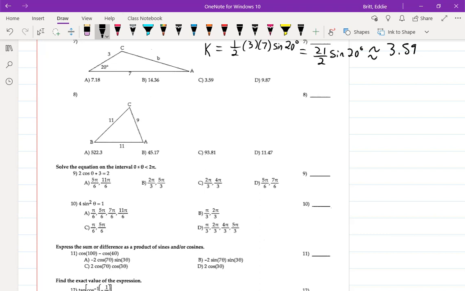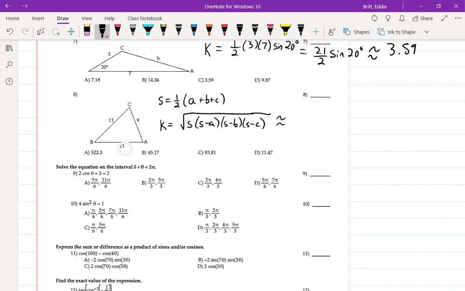Now this next problem, I want to find the area. This is a side-side-side triangle. So this is where we have to use Heron's formula. First we have to find S, which is 1/2 times A plus B plus C. And then Heron's formula, the area is equal to the square root of S times S minus A times S minus B times S minus C. All right, we're definitely going to get a decimal here.